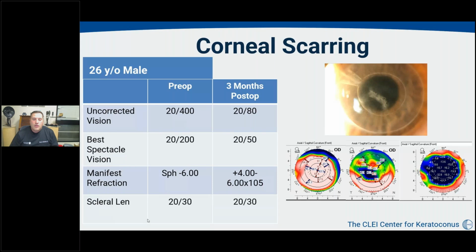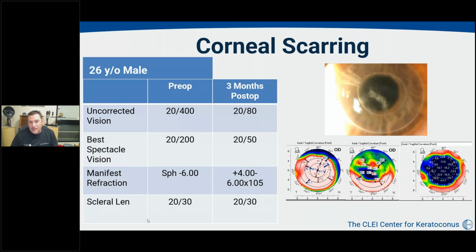Now, one last case is for corneal scarring. As I said at the beginning, generally, if there's scarring in the visual axis, you want to avoid a CTAK because you aren't going to do anything about that scarring. I have found that in some cases, even with what looks like fairly visually significant corneal scarring, the CTAK inlay can actually still work very well.